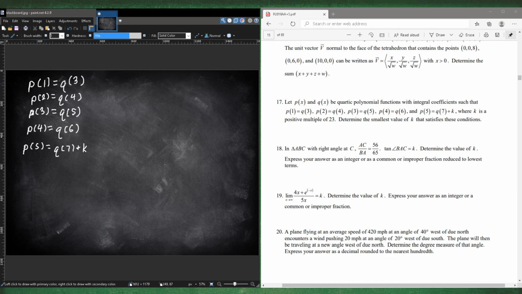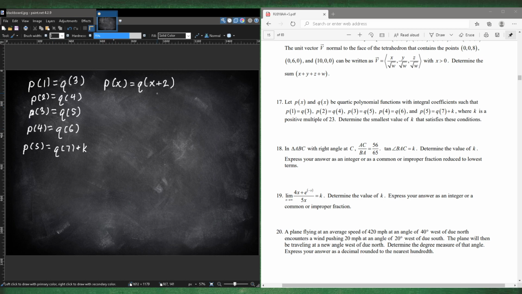So what I notice is that P of 1, 2, 3, 4 are increasing by 1. It's also Q of 3, 4, 5, 6 that increase by 1. And the gap is always 2: 1 to 3 is a 2, 2 to 4 is a 2, 3 to 5 is a 2, and 4 to 6 is a 2. So for these four equations, the general equation is P of x equals Q of x plus 2, right? Because if you plug in 1, P of 1 equals Q of 3. Plug in 2, P of 2 equals Q of 4. So it works on all four of these points.